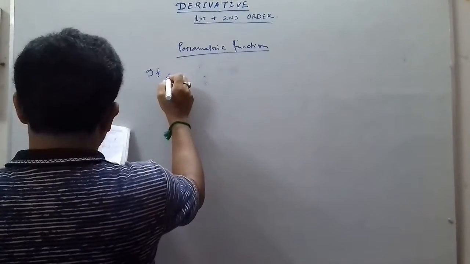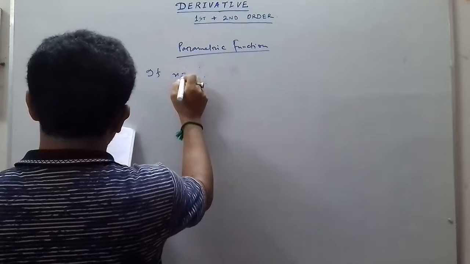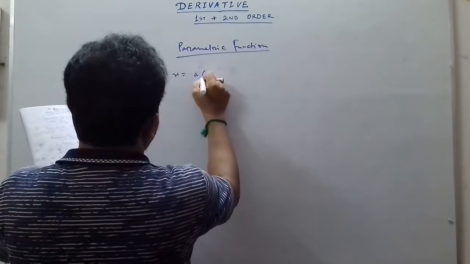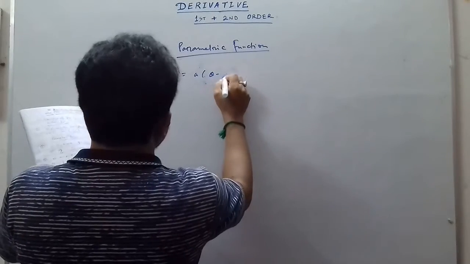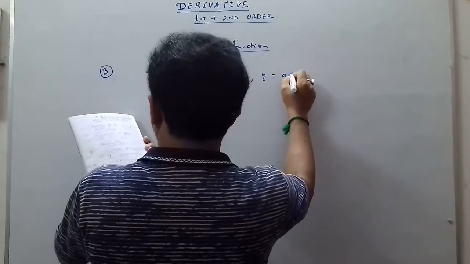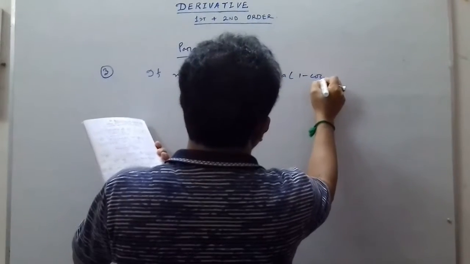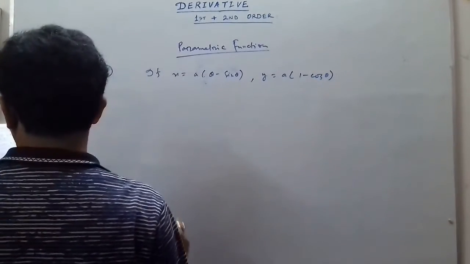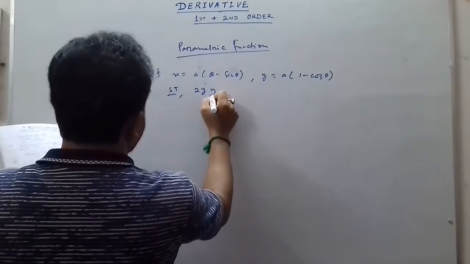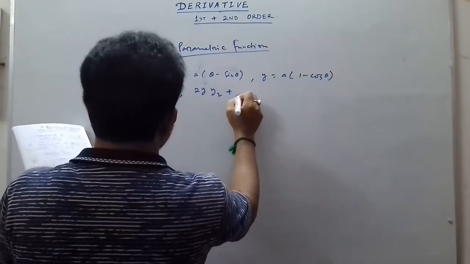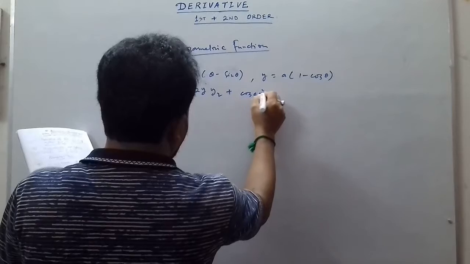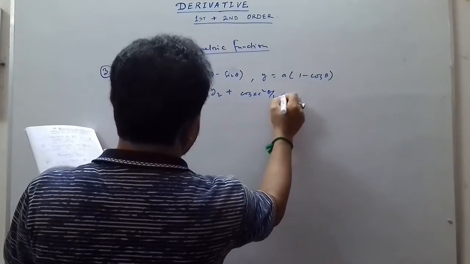Problem 3 is: if x is equal to a into theta minus sin theta and y is equal to a into 1 minus cos theta, show that 2y y2 plus cosec square theta by 2 is equal to 0.